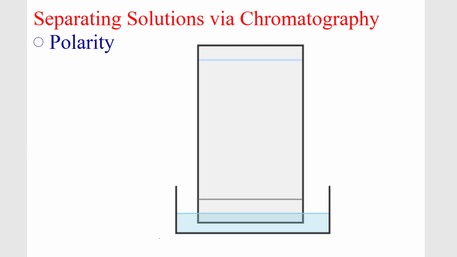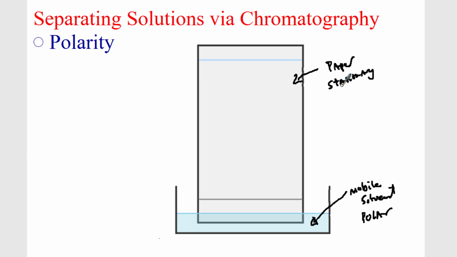When we use what's called paper chromatography, we're going to separate solutions by their polarities. Let's say this is the mobile solvent. The mobile solvent, let's say, is a polar solution. And the paper itself, which is the non-mobile solvent, the stationary phase, is going to be nonpolar. So the paper is going to be nonpolar.